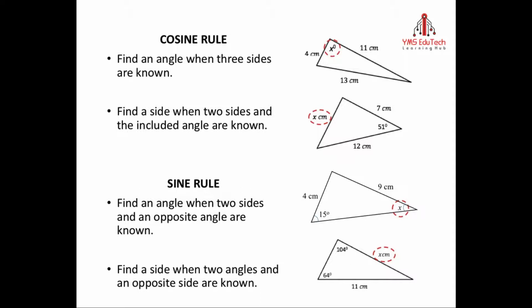For cosine rule, if you'd like to find an angle, you will use it when you have 3 sides that are given or known. And you can find a side when 2 sides and the included angle are known. So included angle means the angle in between the 2 sides that are given. While for sine rule, you can find an angle when 2 sides and opposite angles are known, and find a side when 2 angles and an opposite side are known.